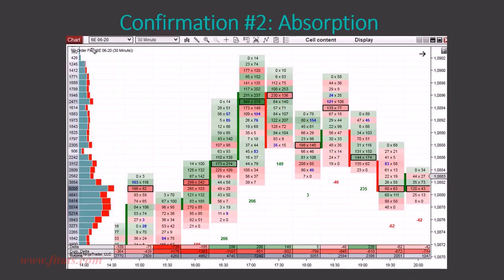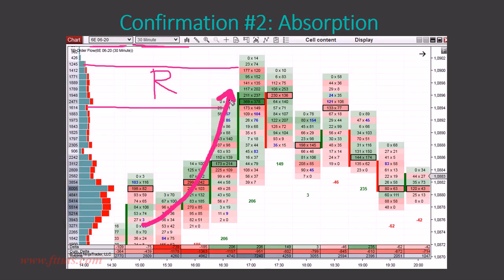Now this chart shows the Euro futures, a 30-minute chart. Imagine that there is a resistance zone somewhere in this area, and in this area you're waiting for a confirmation. So the price is moving upwards, and suddenly you see this high volume node, 369 and 378.